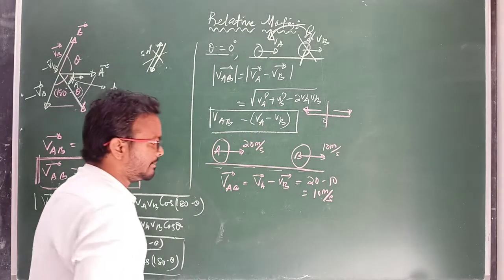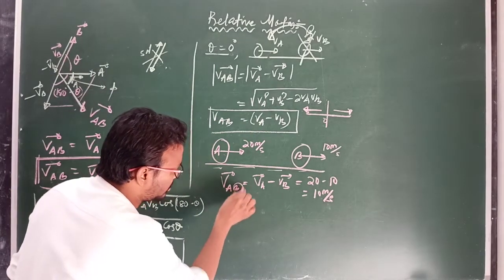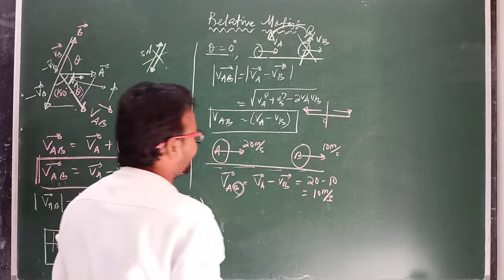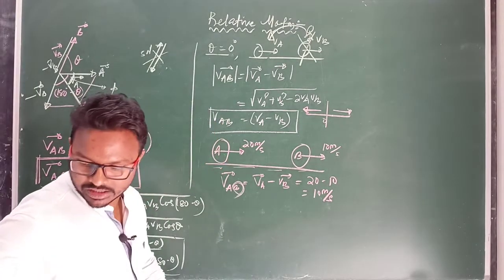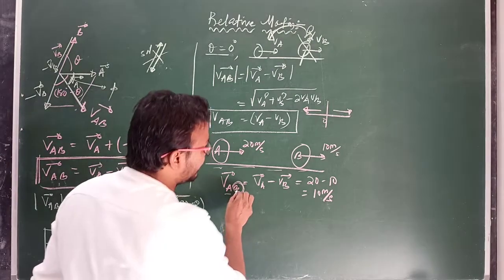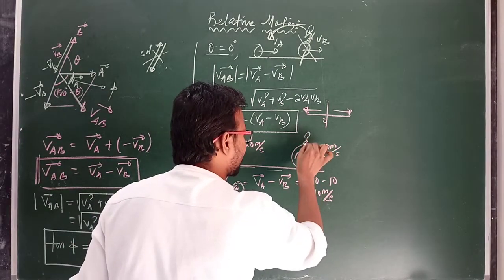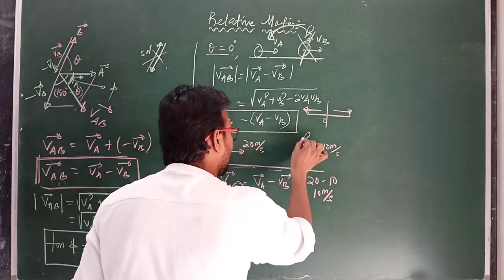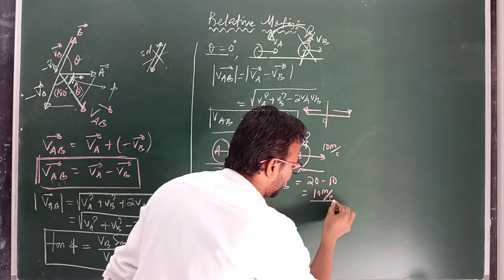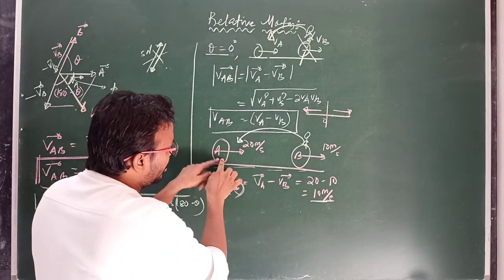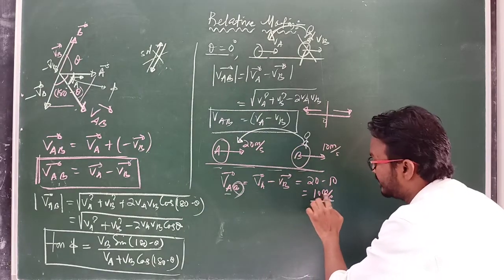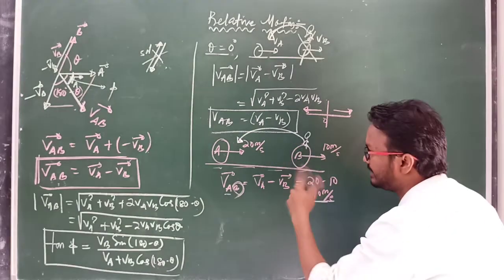It means that velocity of A with respect to B means the observer is at the B position. Clear? So if you observe the velocity of A with respect to B, the observer is situated at point B, and it observes that the body A is moving towards this observer with a velocity of 10 meter per second. Clear? This is not the reverse case.